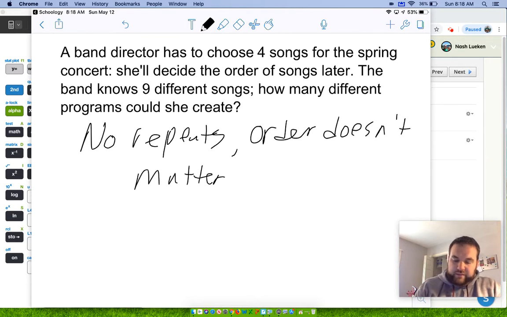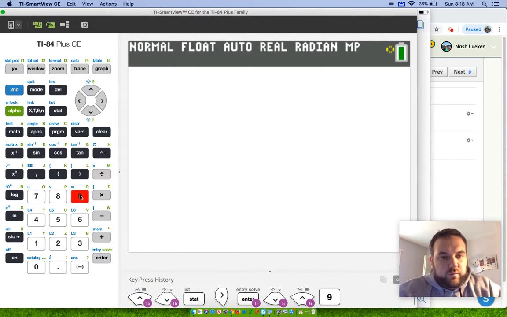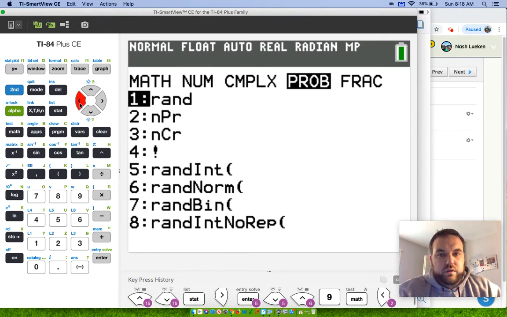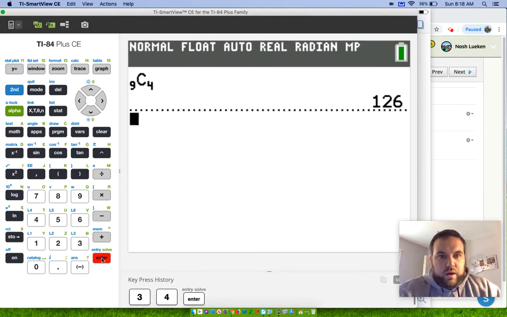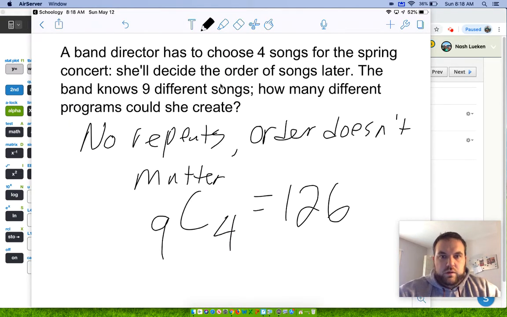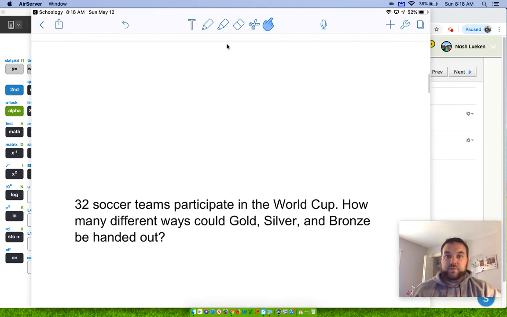So we have a combination on our hands. So of 9, we are going to do combination 4. Again, everything for probability in the calculator is on the probability tab in the math button menu. So 126 there would be the answer for how many different programs could be chosen, or how many different sets of 4 songs.